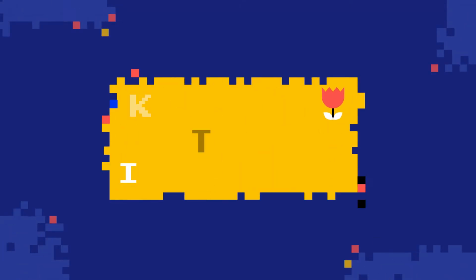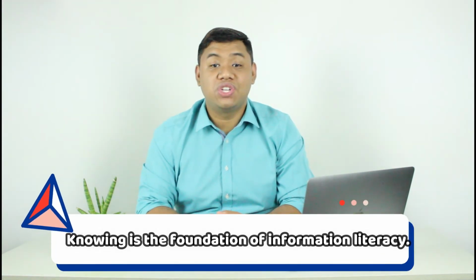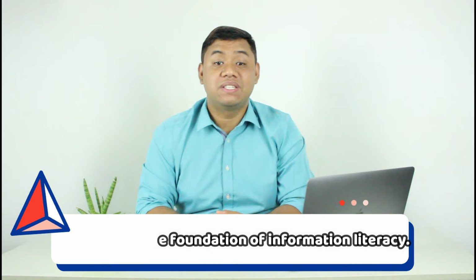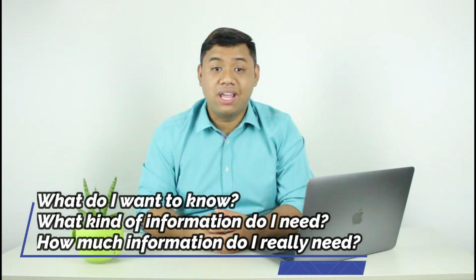To be more information literate, here are 5 components of information literacy that we all need to be familiar with. The first one is knowing the information. To be information literate means you need to know the scope and amount of information that you need and want. Knowing is the foundation of information literacy since it is geared towards the information you need. It should answer the following questions. What do I want to know? What kind of information do I need? And how much information do I really need?